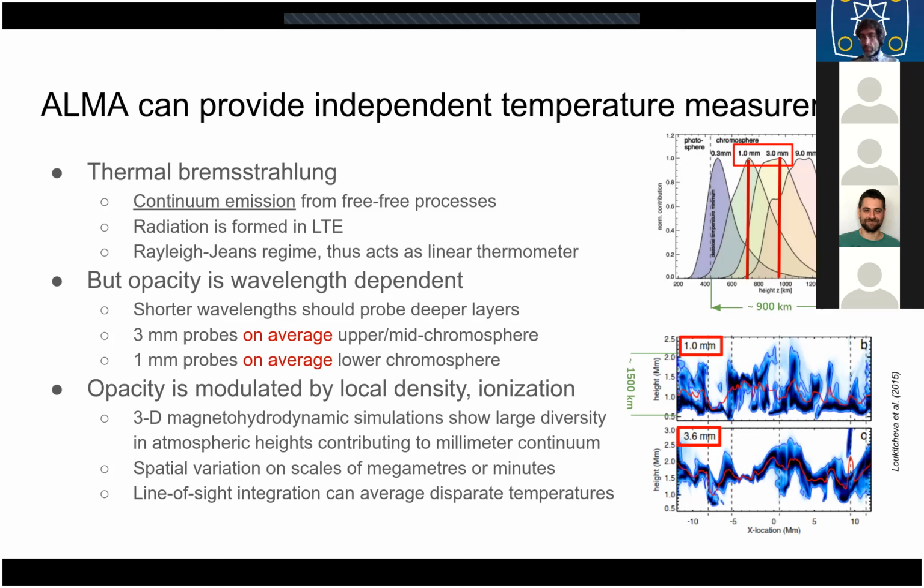So it's not exactly a trivial problem. So what does ALMA really tell us? Well, it's a nice linear thermometer, but it's not immediately obvious what it's actually measuring. MHD simulations can help us somewhat with the interpretation, but there's still not even a good consensus on what physics is necessary to reproduce all of this. So it's very non-trivial.